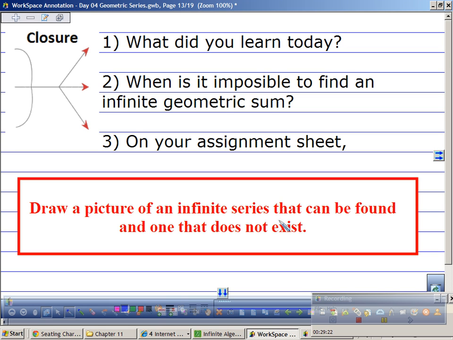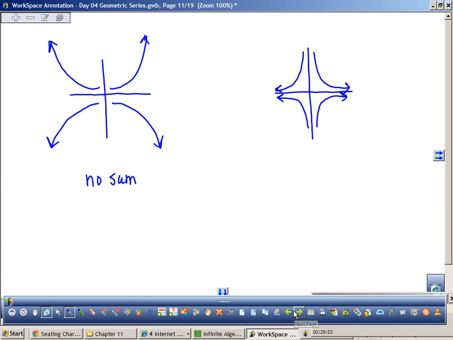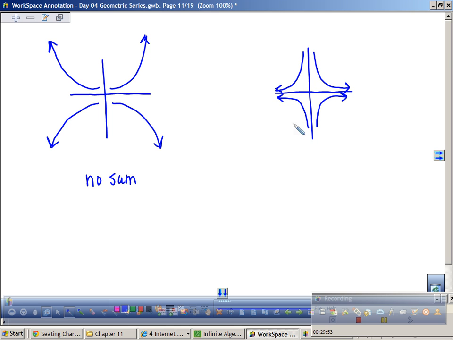One that's approaching the x-axis, y equals 0, and one that's going away from the x-axis? I just showed you, right? These pictures right here? So is the one on the left the one that does not exist? Yeah, these do not exist. You cannot take an infinite sum of anything like that. But the one on the right? Those are all going closer and closer to 0.